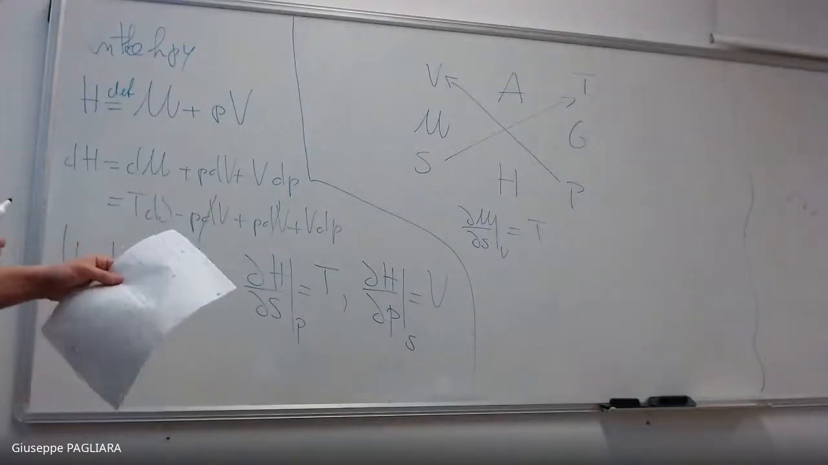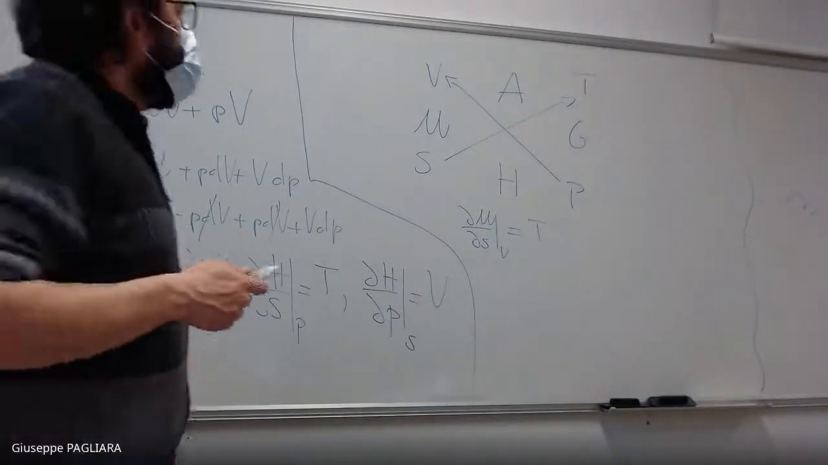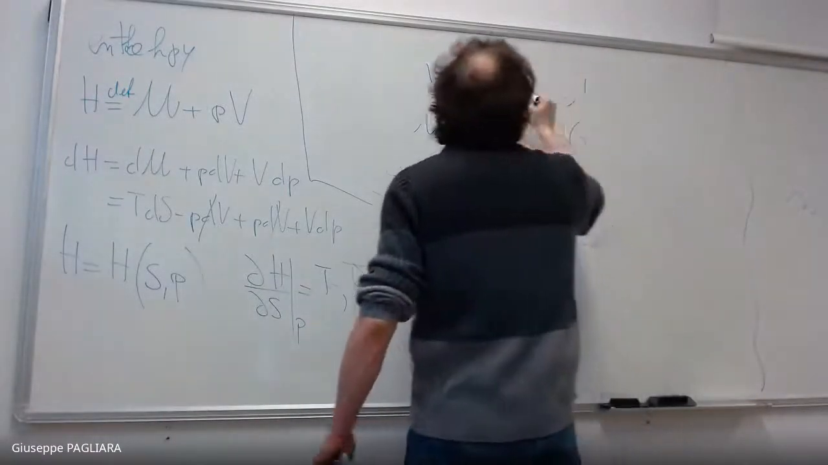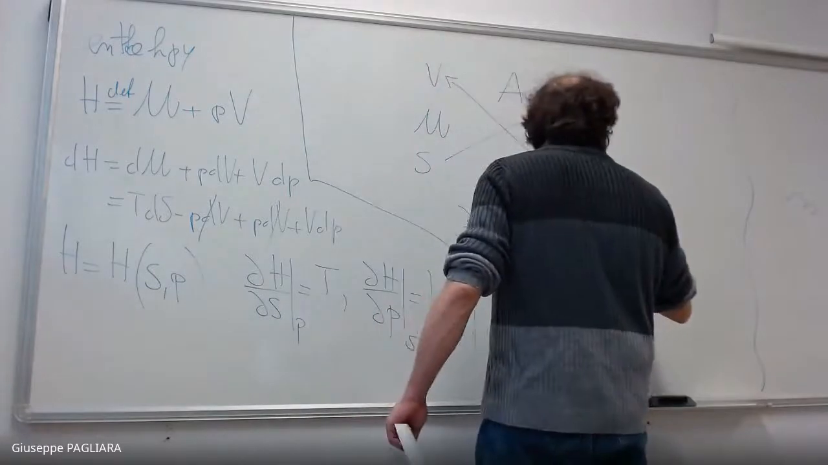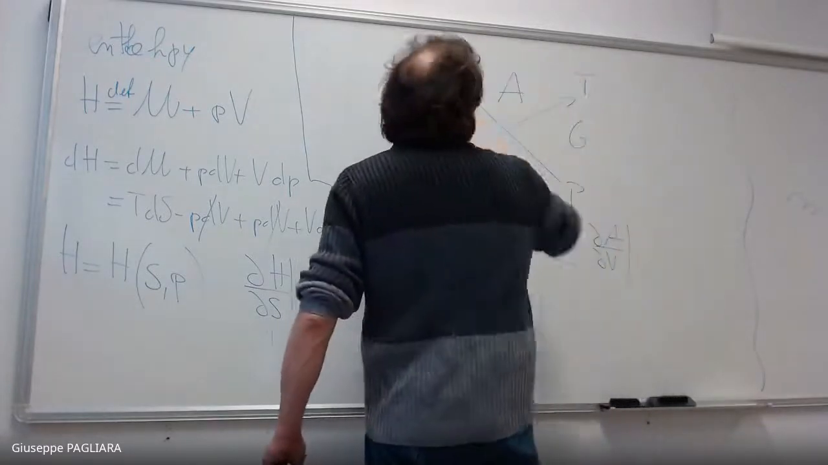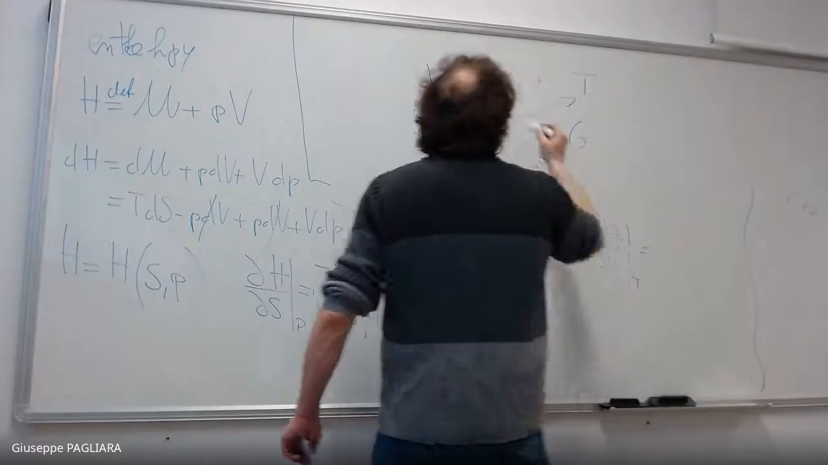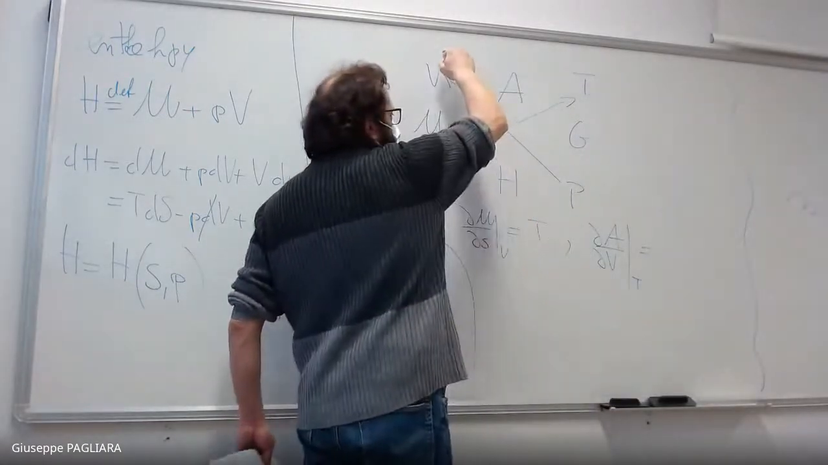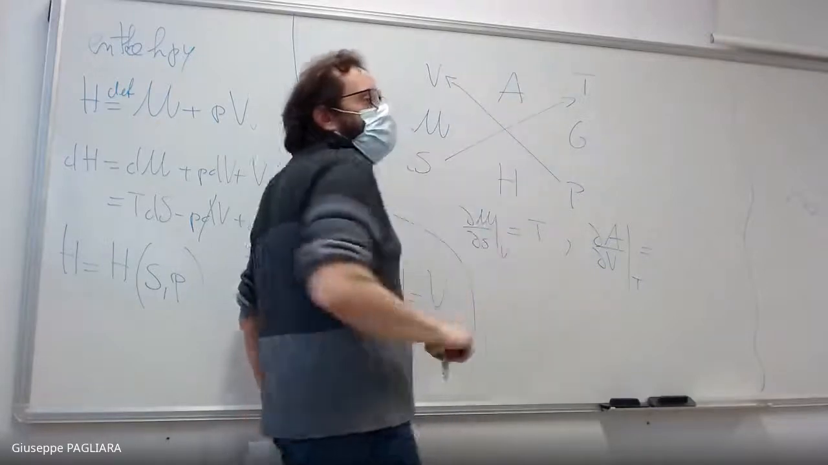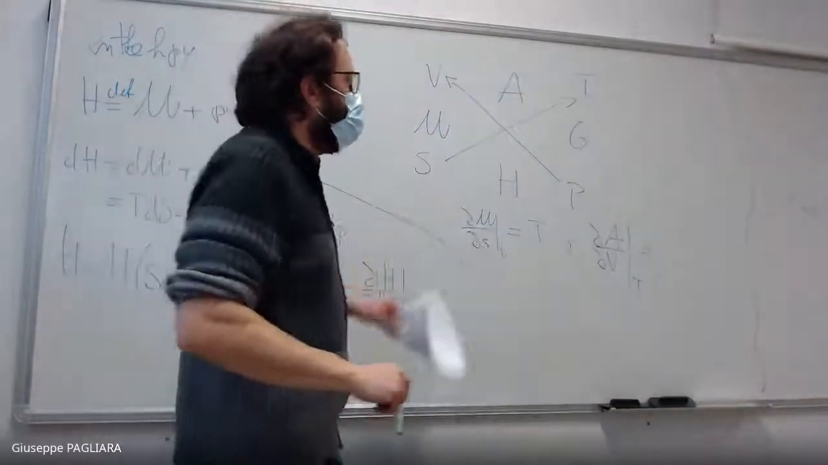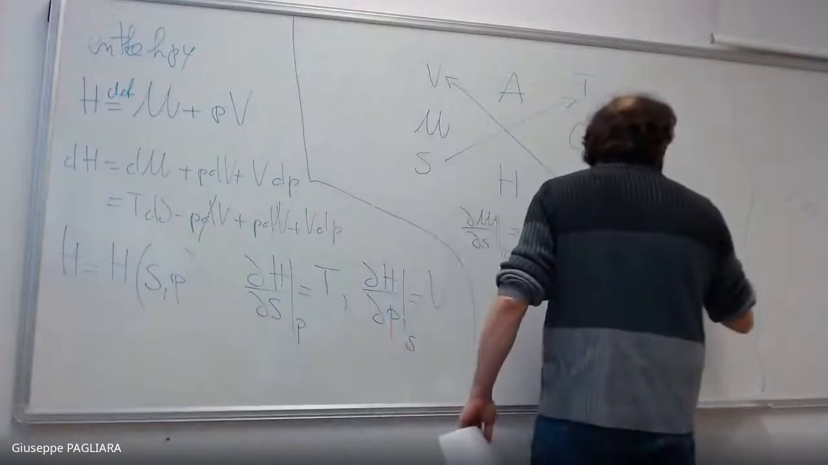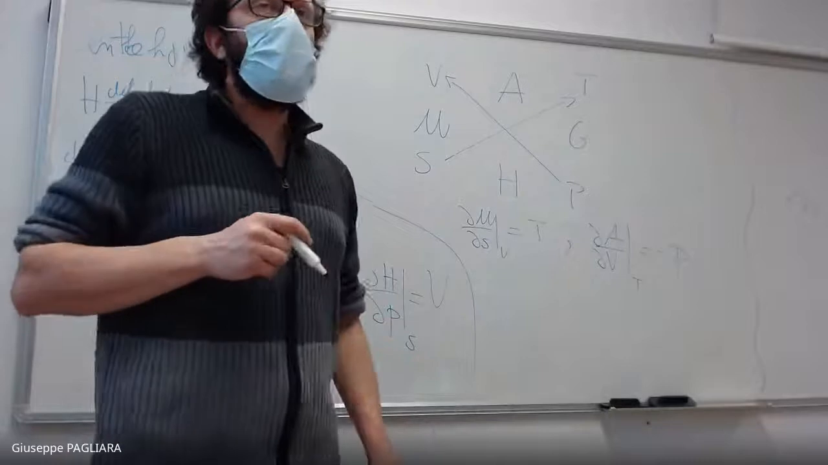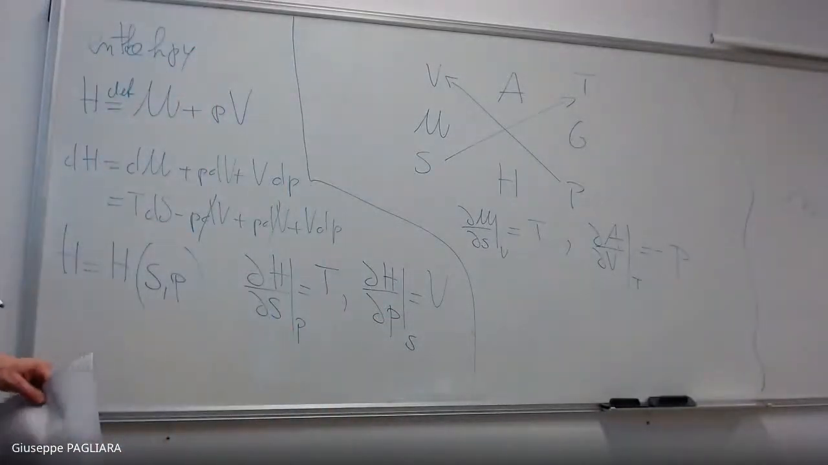Now, for instance, if I have to do the derivative of A with respect to volume at fixed temperature, I follow the line, but this time I walk through the arrow in the opposite direction with respect to the arrow. And the rule is that I have to add a minus. So it is minus the pressure, because I'm just going opposite to the direction of the arrow.